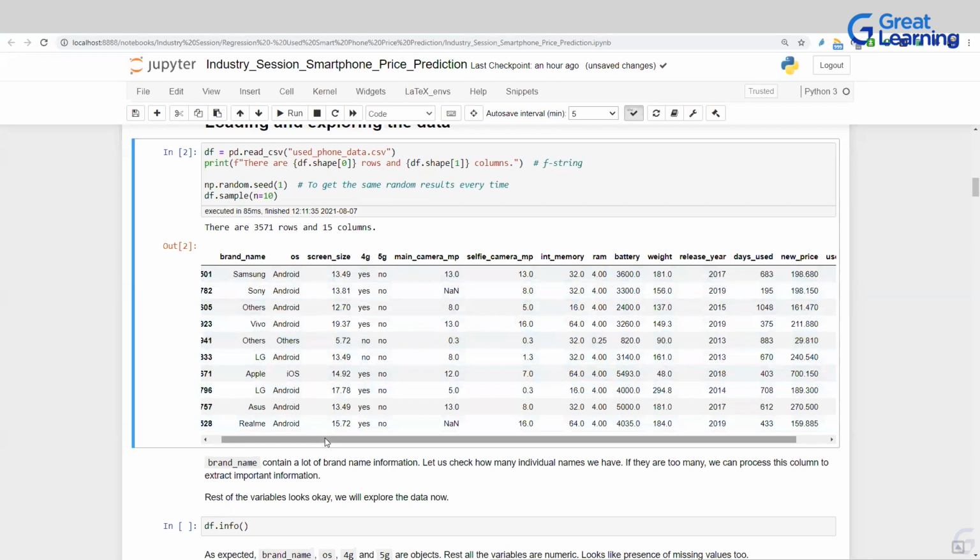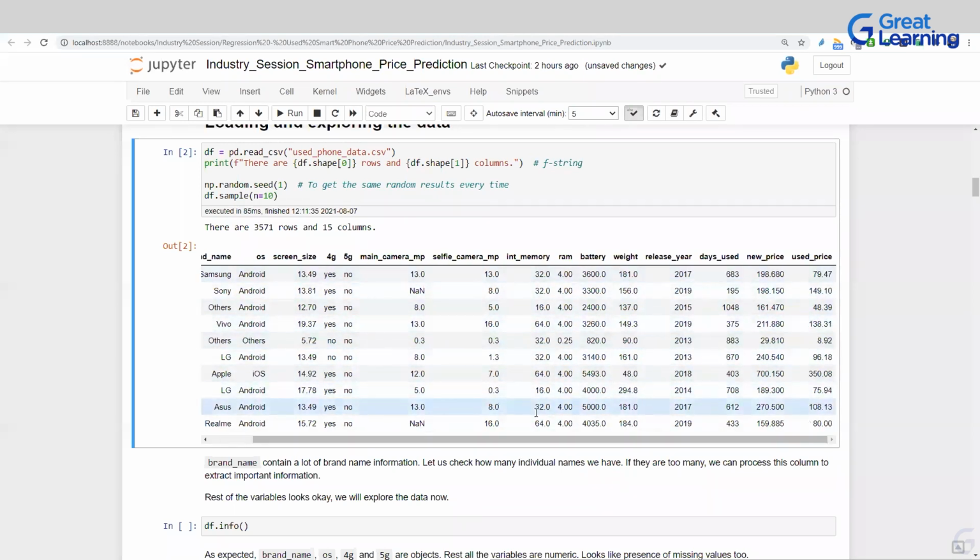Then you have the screen size in centimeter. Is the phone 4G supported or not? Yes and no. Is the phone 5G supported or not? The resolution for the main camera and the secondary camera, which is your selfie cam. Then the internal memory in GB, RAM, again in gigabytes, battery in milliampere. Then you have the weight of the phone in grams, the release year, number of days the phone has been used, what is the price in euros for a new phone of the same make and model, and what is the price of the used phone that it is being offered for.